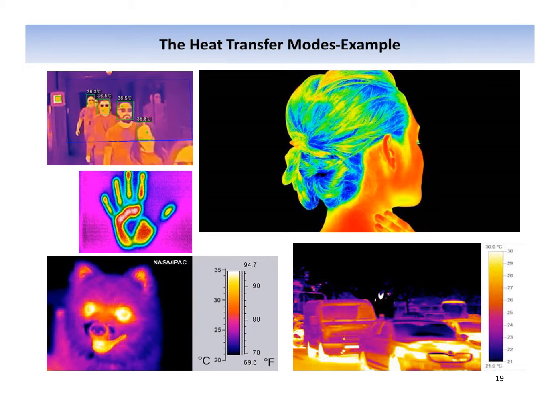Now in this slide we can see different images that are being generated by a thermal imaging camera, which senses the radiation that comes out of the body. So we can see that there are different pictures: a picture of a lady, some guys coming out of a gallery, a dog, a hand, and automobile vehicles on a road. We can see how the thermal imaging camera senses and generates these images.